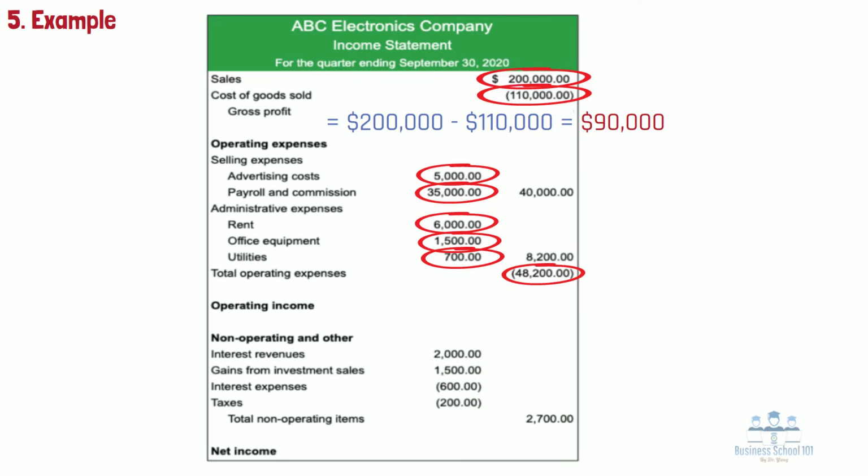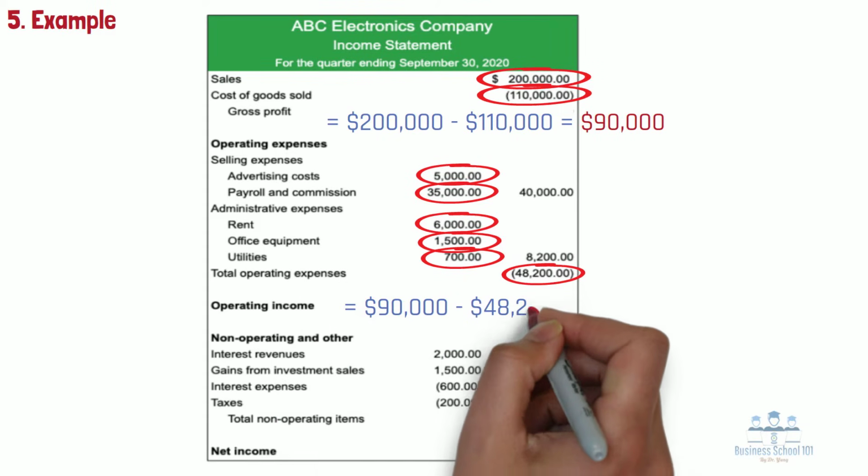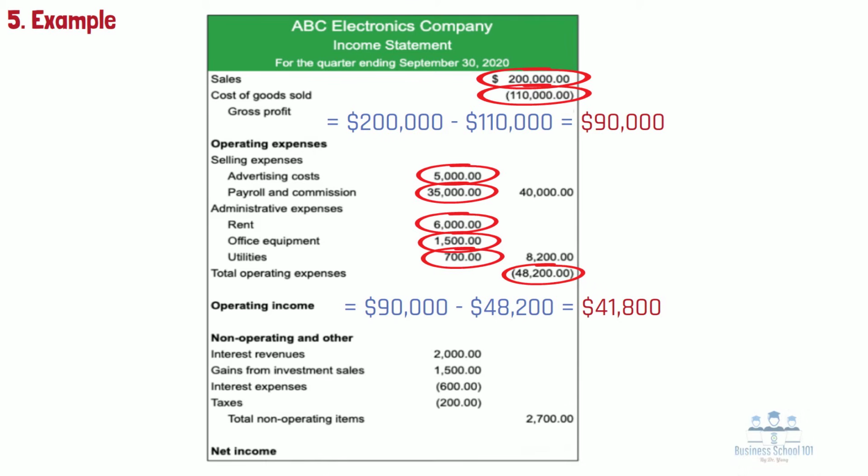Therefore, the firm's operating profit should be gross profit minus the total operating costs, which is 90,000 minus 48,200 equals $41,800. Lastly, to calculate the firm's net income, we need to use its operating profit to add the firm's other revenues minus its interest cost and taxes.